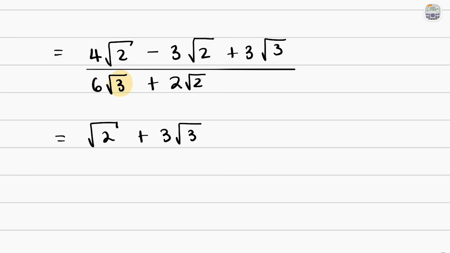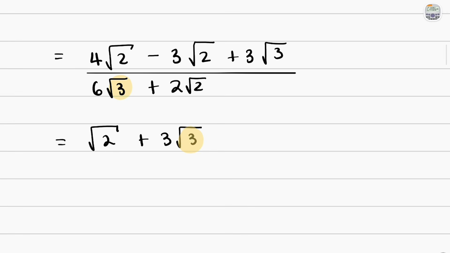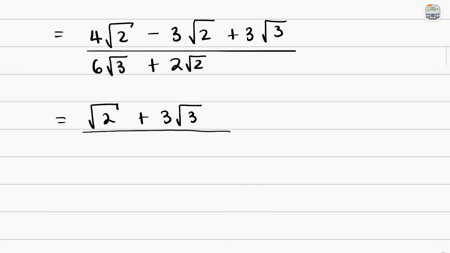And here in the denominator, do you notice something similar that we have? Yes, they don't have square root 2's, like they're not like surds, but they do have the square root of 3 and the square root of 2. So this means that between these two, there's actually a common factor. 6 and 2 have a common factor of 2. So we can take 2 out as a common factor here.